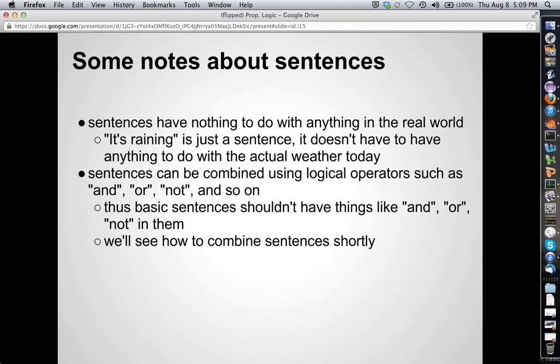Okay, moving on. So some notes about sentences. Again, these don't really have anything to do with the real world, so "it's raining" is just a sentence. Doesn't matter what the actual weather is today. These sentences can be combined using logical operators like and, or, not, and so on. In general, this means that your basic sentences, if you're going to represent them as actual words, probably shouldn't have the words and, or, not in them. Otherwise, it gets very confusing when you see the word and. You're like, well, is that part of the sentence, or is that a logical operation? So we want to keep the sentences simple and declarative, kind of like a good FP paper.